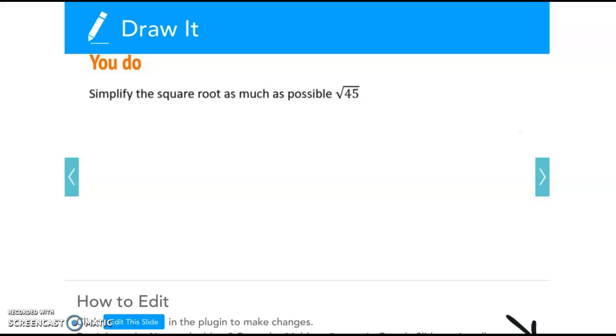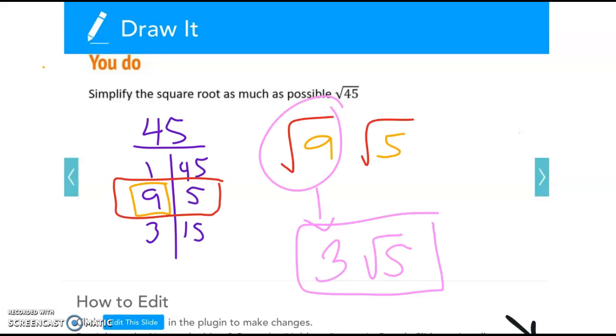Here's a you do. You can pause the video and I'll give you the answer in the next few seconds. And here is the answer. Here is the answer for that next problem.